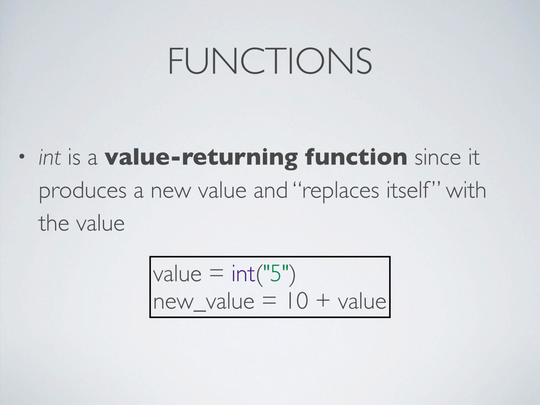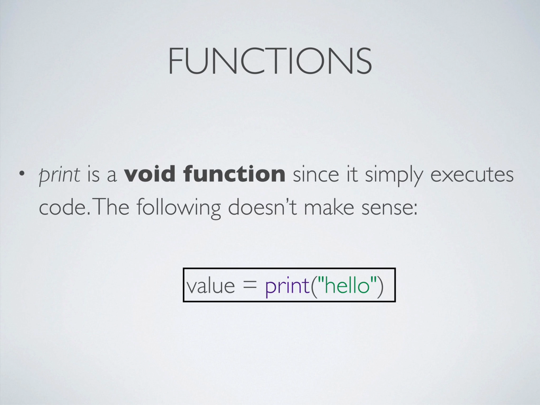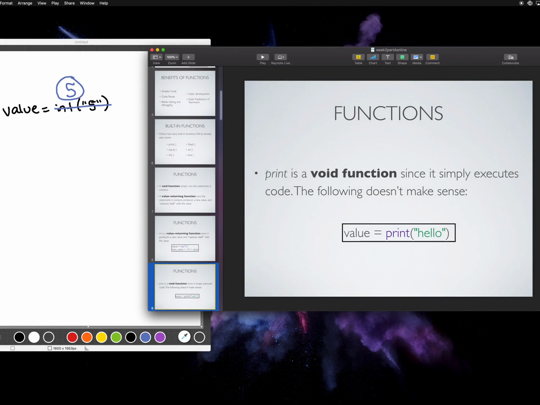On the other hand, the function print that we've been working with is a void function. Print is not a value returning function. It just does something: it just displays the message on the screen. An easy way to determine if a function is a void function or a value returning function is to try to put that function on the right-hand side of an assignment statement.